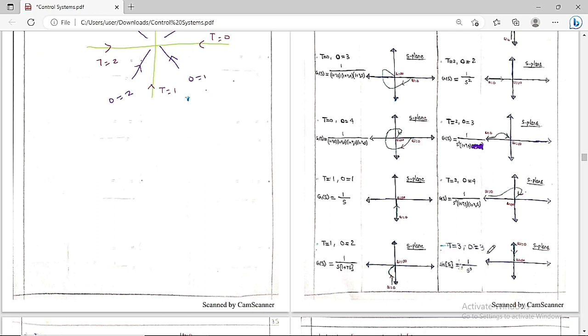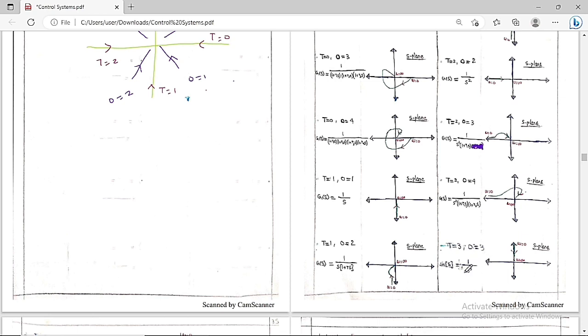The highest power of s in the characteristic equation is called the order of the system. So for the characteristic equation 1 plus G(s)H(s) equal to 0, the highest power in the characteristic equation is equal to 3. Therefore the order of the system is equal to 3.